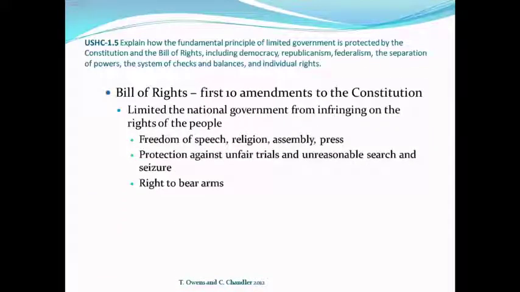Another way they limited the government was by putting a Bill of Rights into the Constitution as the first 10 amendments. This was done to get the Anti-Federalists to agree to the Constitution and to help get national support for the Constitution. In there, the national government is limited from infringing on people's rights, like the freedom of speech, religion, assembly, press, the right to bear arms, protection against unfair trials and unreasonable search and seizures, a lot of the rights that we enjoy and need today.